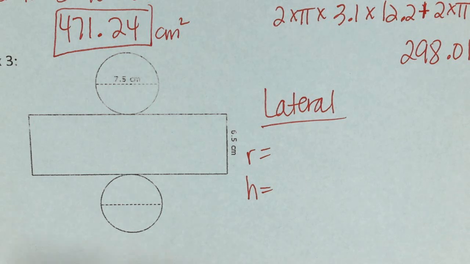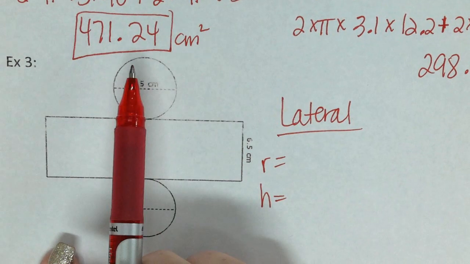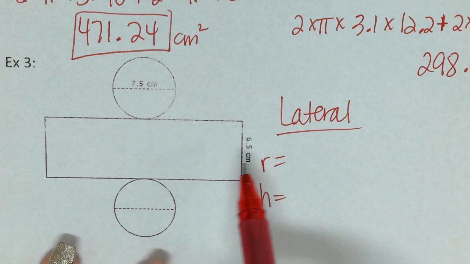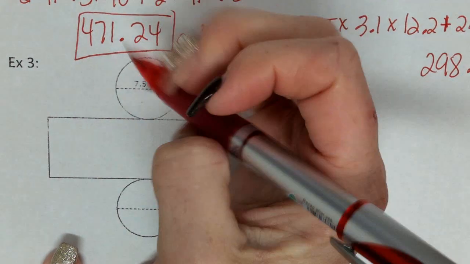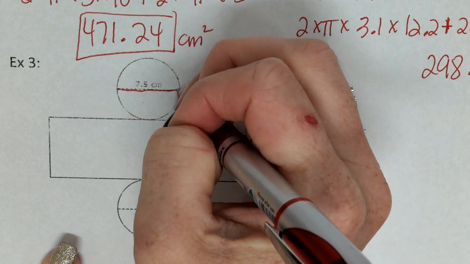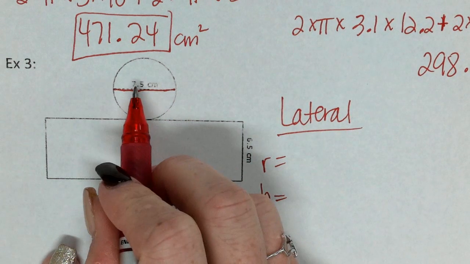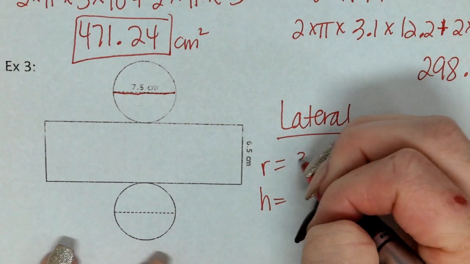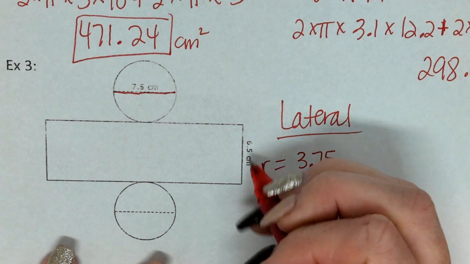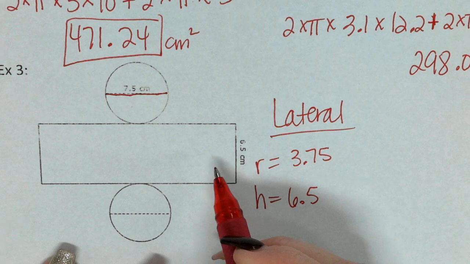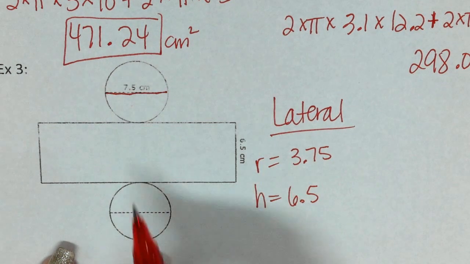Okay, y'all should have the radius and the height. Which one of these numbers is the only way you can get radius? The circle. Did they give you the radius? Because it went all the way across the circle, so you do 7.5 divided by 2, which is 3.75, and then the height is 6.5. And the reason that's the height is because it would connect the two circle bases.